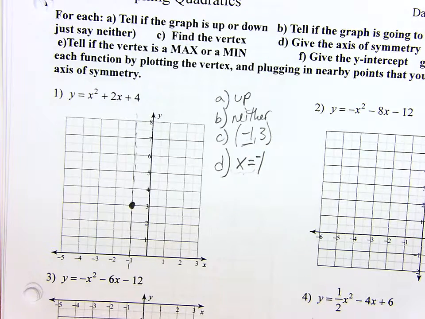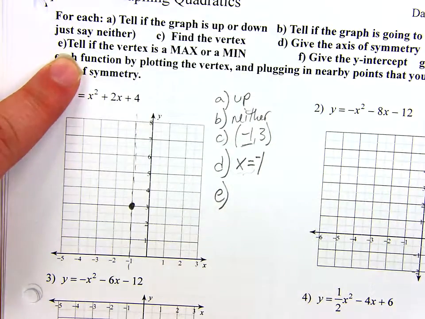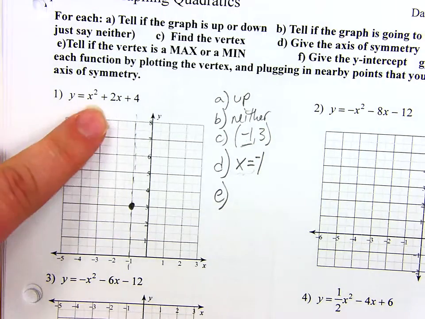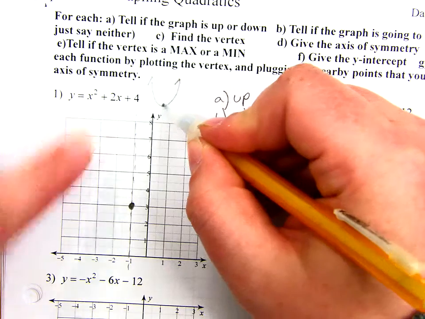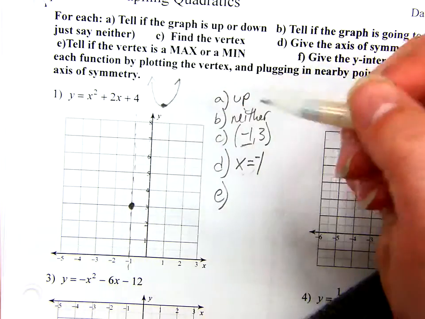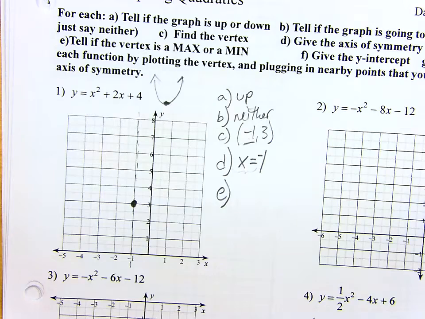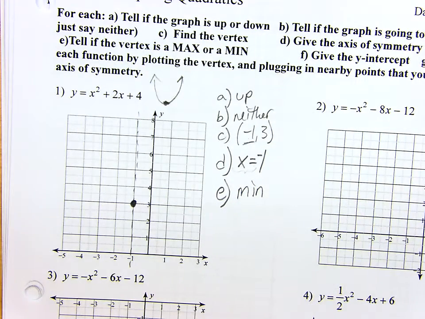Okay, so there's D. Now E. We talked about this briefly yesterday. Tell if the vertex is a maximum point or a minimum point. So, since this graph is up like a cup, right? The vertex is going to be here. Is that going to be a maximum point or a minimum point? Minimum in this case, because it's the lowest it ever gets. Does that make sense, everybody? So, it's going to be a min. Min is short for minimum, right?